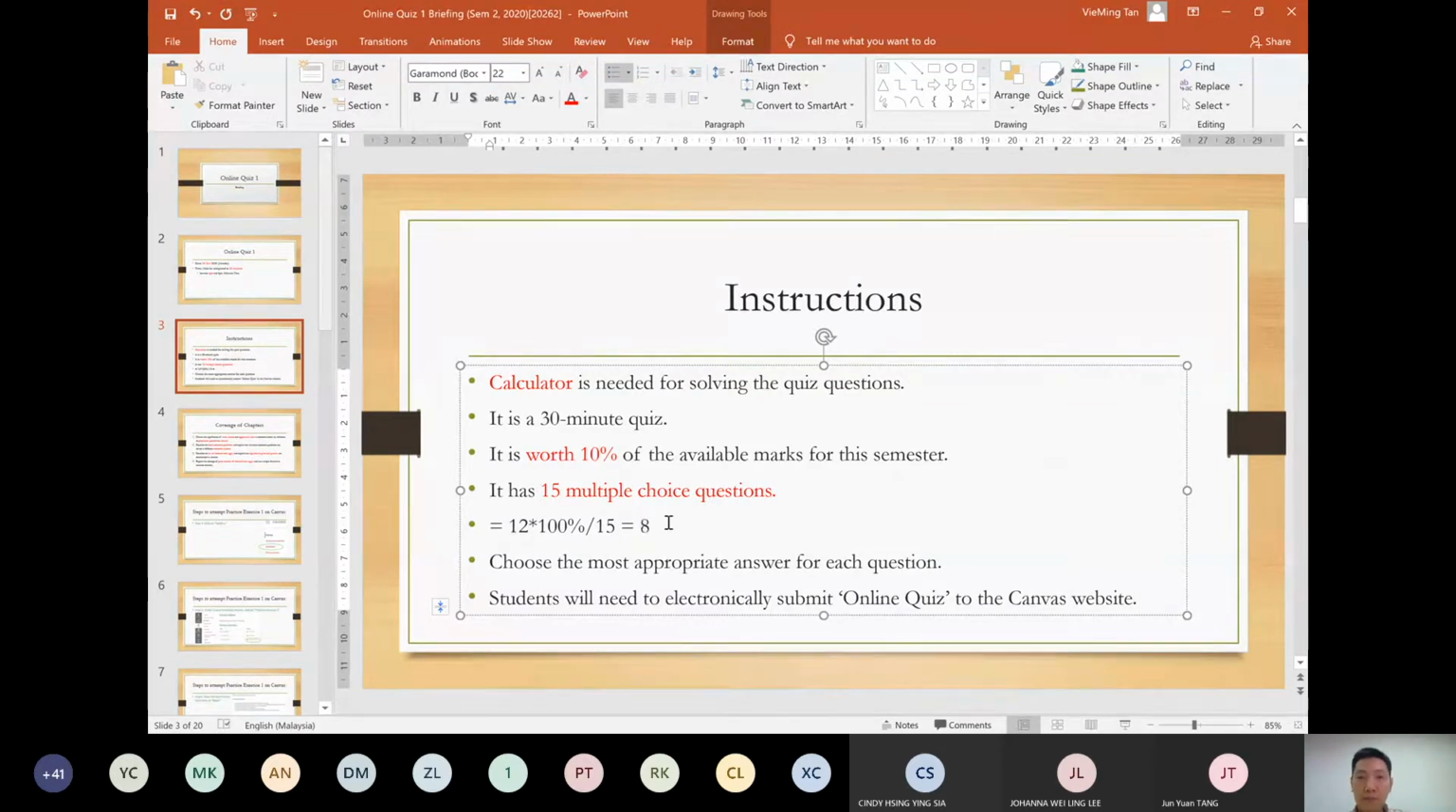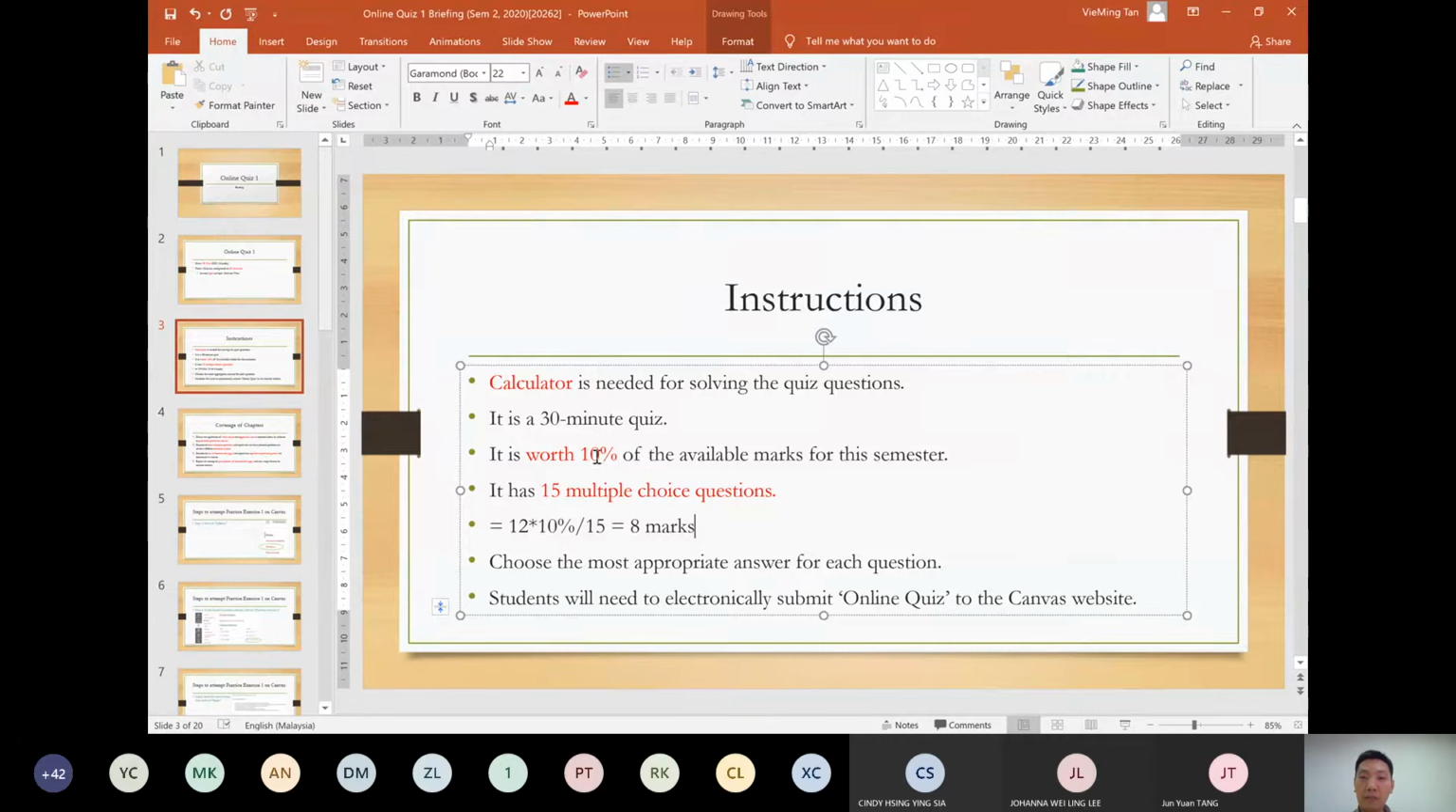So it should be 80%. But it's only 10%, so we use 10% enough. 10% is because the quiz is worth 10%. So you get 8 out of 10 marks if your score is 12 out of 15. That means you managed to get 8 marks out of 10 marks for this quiz. That's the meaning. Some students emailed me about this, how to calculate 10%. It's like that.